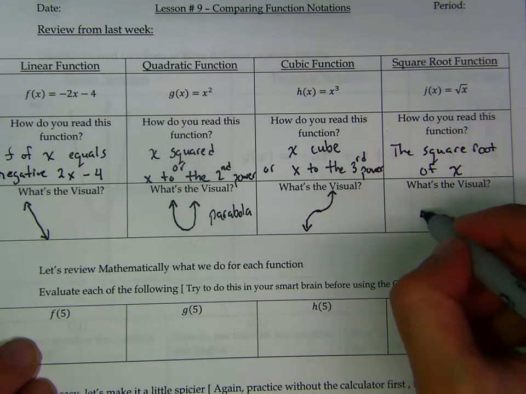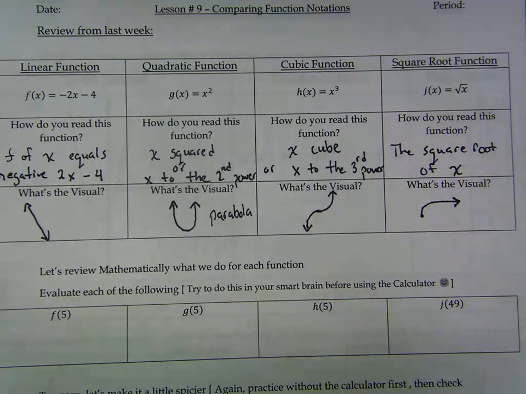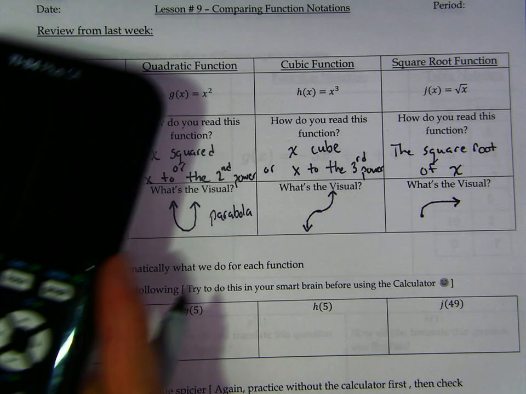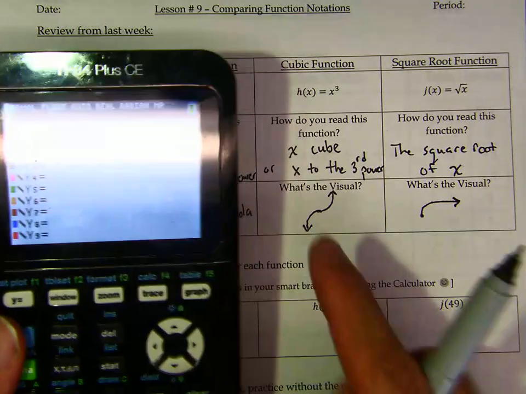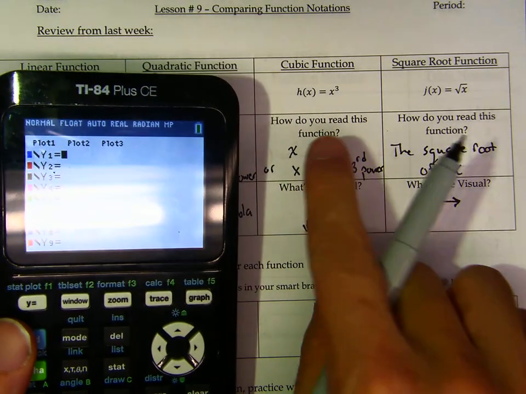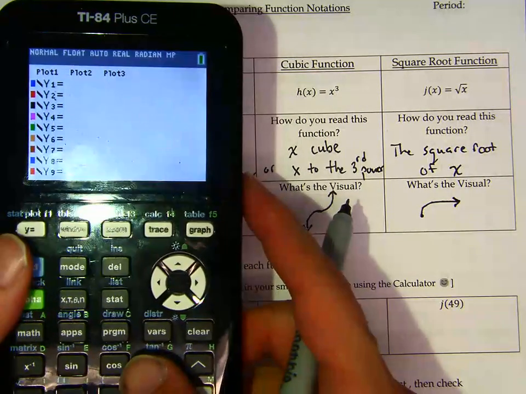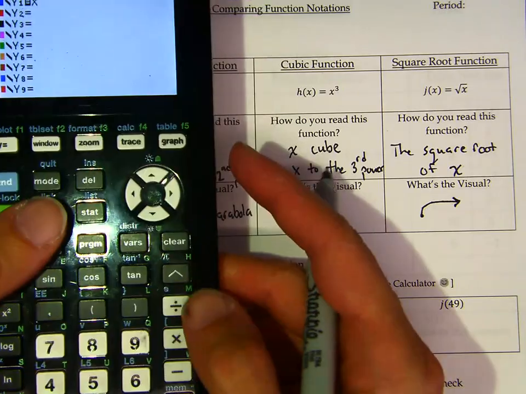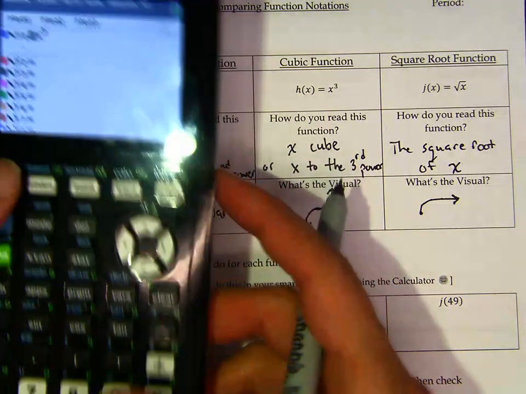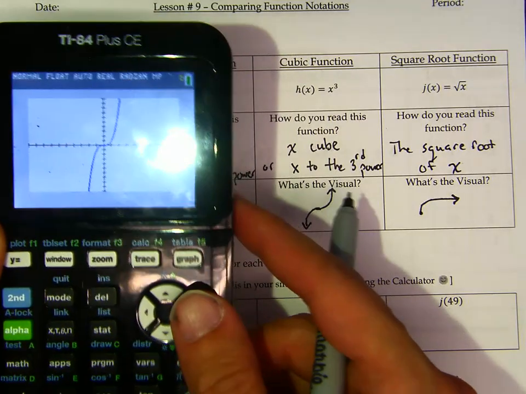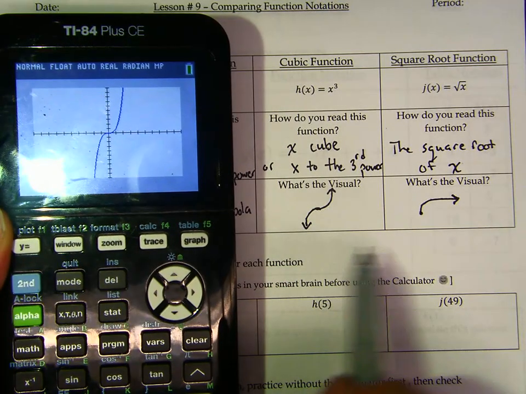What does it look like? It looks something like this. And how can you check? Well, you could go into the calculator, right? I could hit y equals. I could plug in any one of these functions. For example, if I do x to the third, I put in x to the 3, hit graph, and holy moly, it looks like that, right?